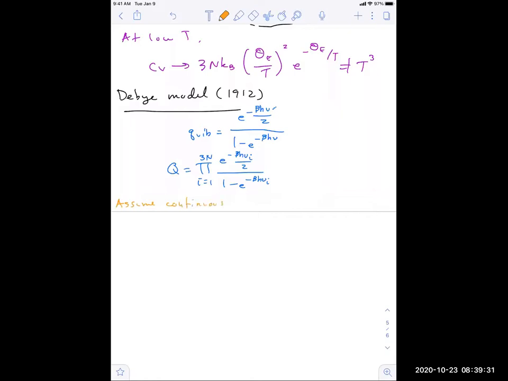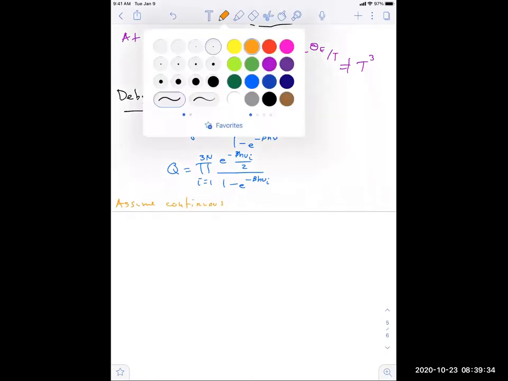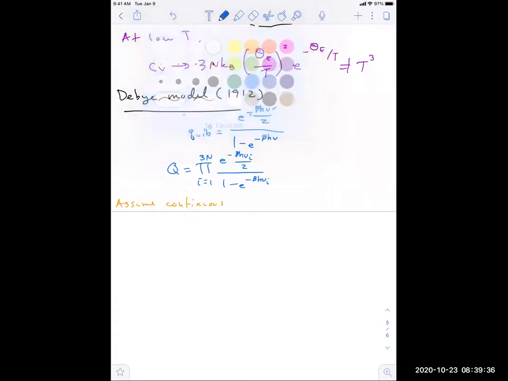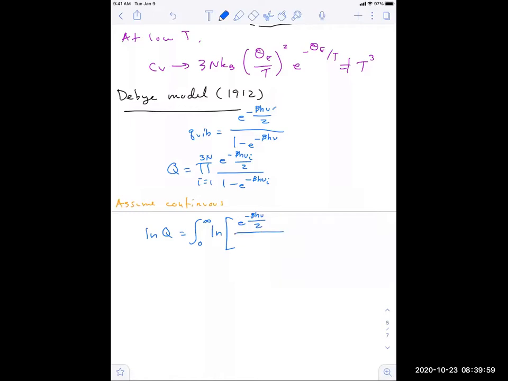that means spaced closely together, then we can convert the product to a sum by taking a log, and then convert that sum into an integral by assuming continuous spacing. So now, just like in previous situations where we've shifted from summing over states to summing over levels, now we're going to shift from summing over states I to summing over each of these frequencies nu.